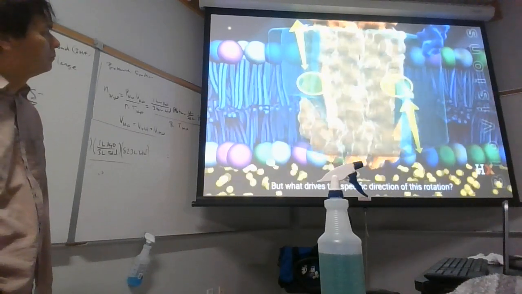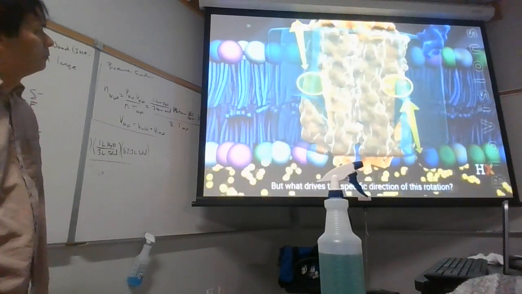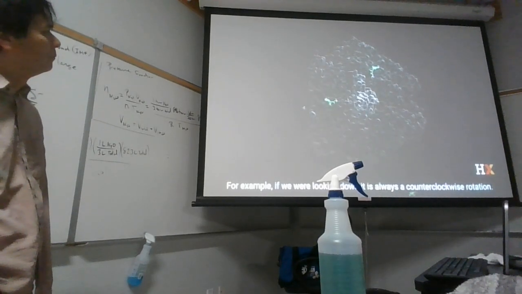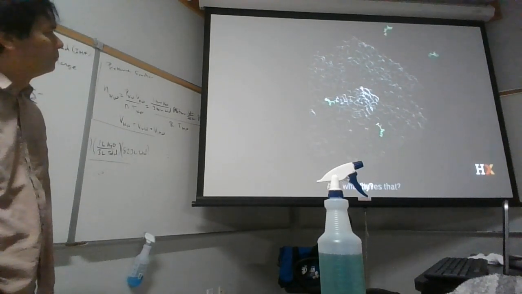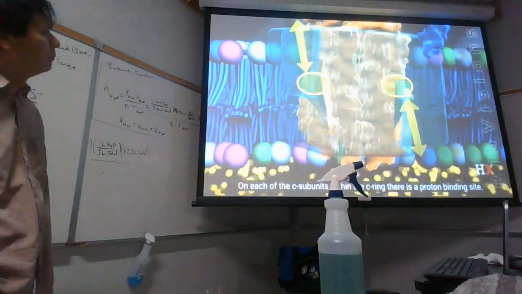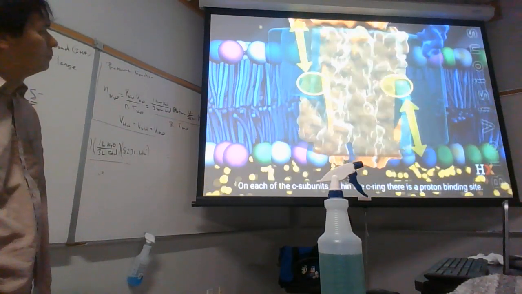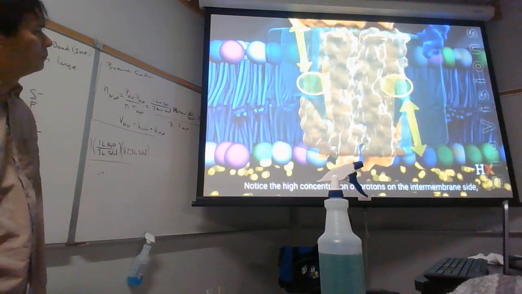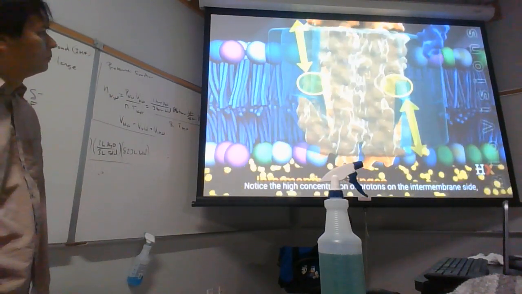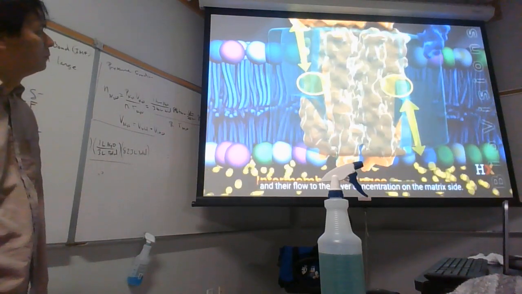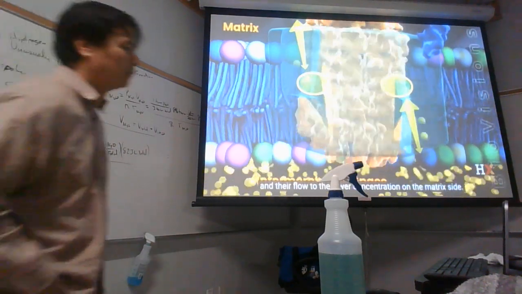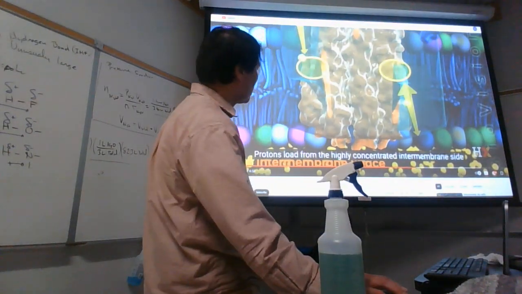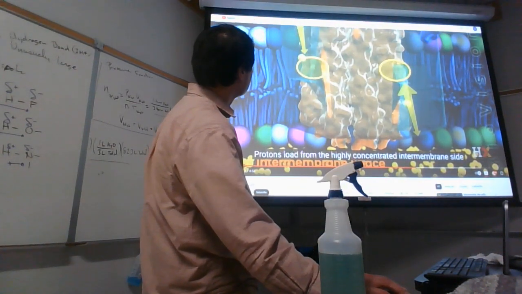But what drives the specific direction of this rotation? For example, if we were looking down, it is always a counterclockwise rotation. Why and what drives that? On each of the C subunits within the C ring, there is a proton binding site. Notice the high concentration of protons on the intermembrane side and their flow to the lower concentration on the matrix side. Protons load. So the protons will want to flow from higher concentration to lower concentration.